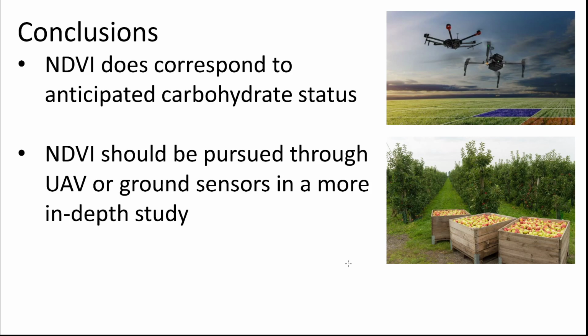so that they can know the carbohydrate status of their trees before they make a thinning application and can adjust the rate accordingly so that they do not over thin or under thin. And especially as new technologies like variable rate sprayers come out, this NDVI-based model will be able to take into account the variability of the orchard, and you can fine tune your thinning approach that way.